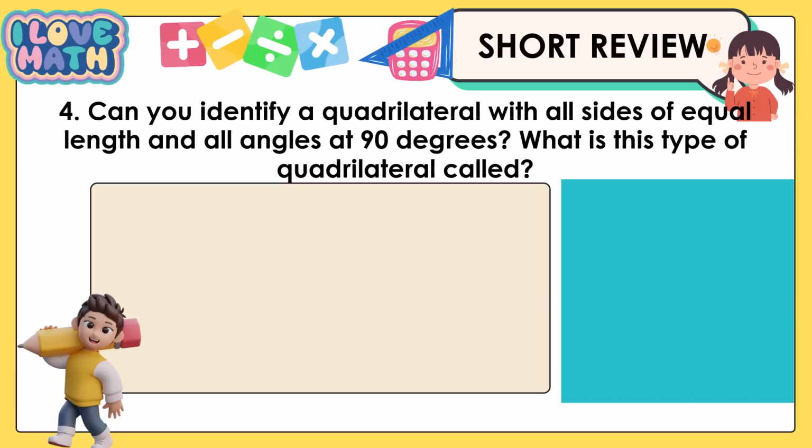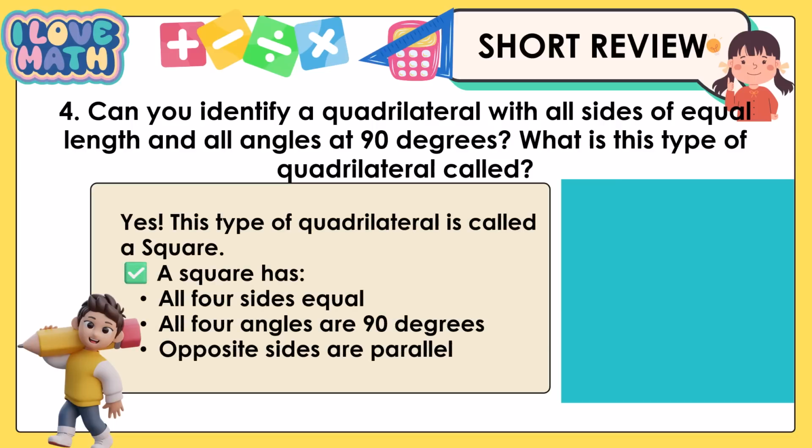Number 4, can you identify a quadrilateral with all sides of equal length and all angles at 90 degrees? What is this type of quadrilateral called? Answer: yes, this type of quadrilateral is called a square. A square has all 4 sides equal. All 4 angles are 90 degrees. Opposite sides are parallel.